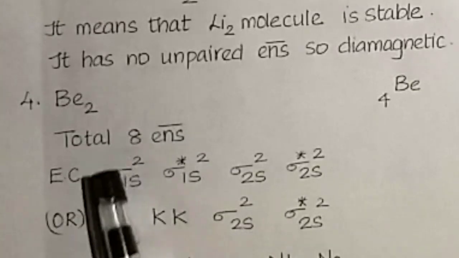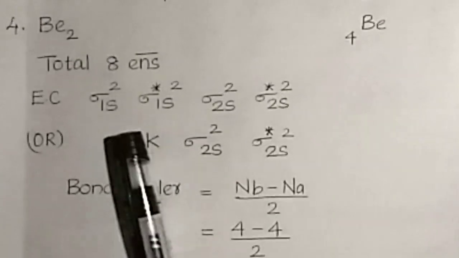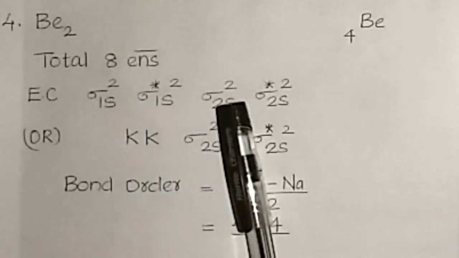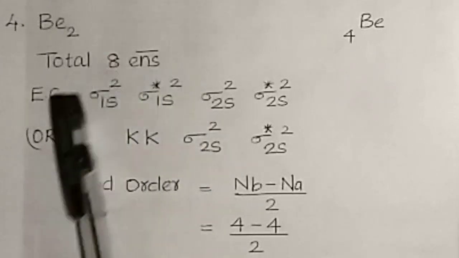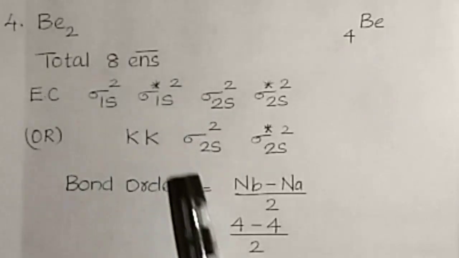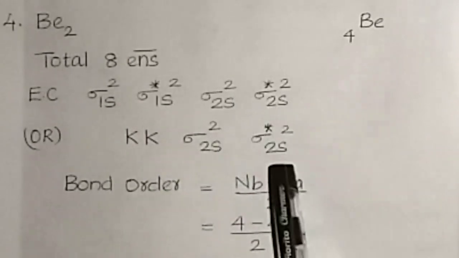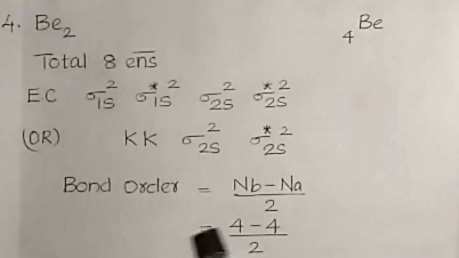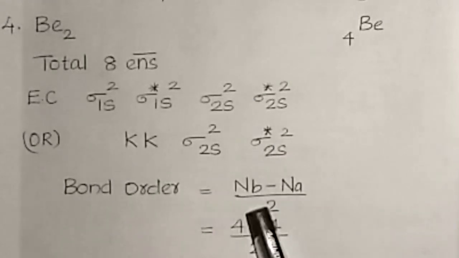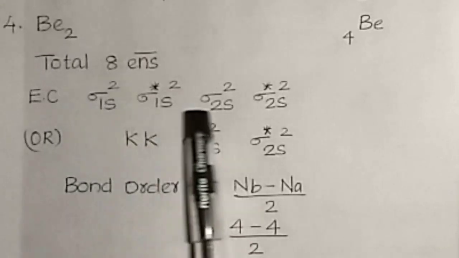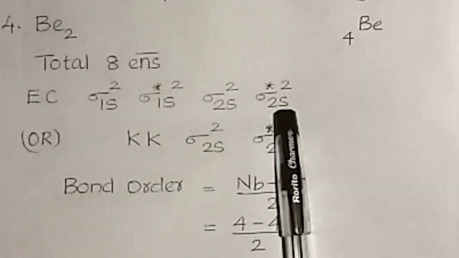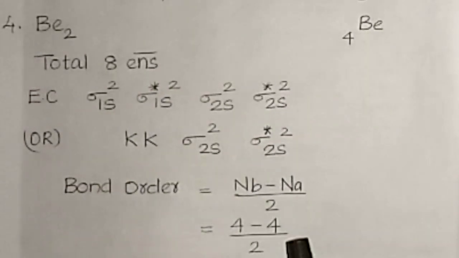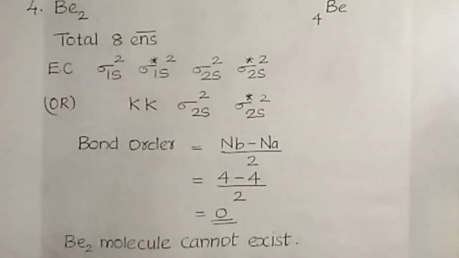So total 8 electrons. Electronic configuration is sigma 1s2, sigma star 1s2, sigma 2s2, sigma star 2s2. Instead of sigma 1s2 and sigma star 1s2 we can write KK, closed K shell. Then the remaining is sigma 2s2, sigma star 2s2. Then the bond order is equal to Nb minus Na by 2. Nb, the number of bonding electrons, is 2 plus 2, 4 electrons. Then the anti-bonding star is there, anti-bonding 2 plus 2, total 4 electrons. So 4 minus 4 by 2 is equal to 0. That means the Be2 molecule cannot exist.